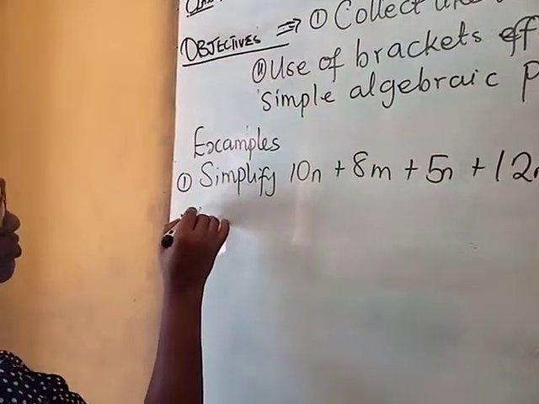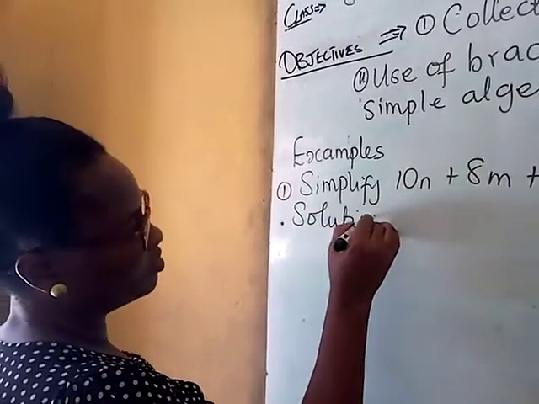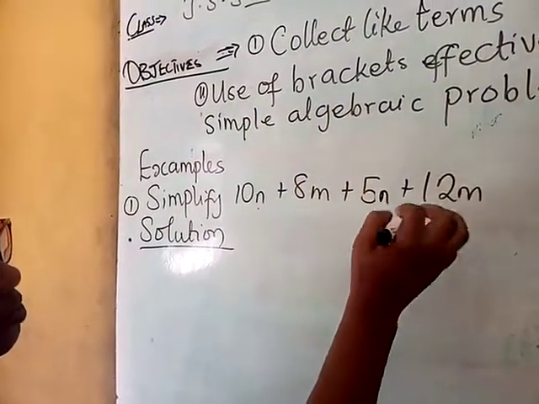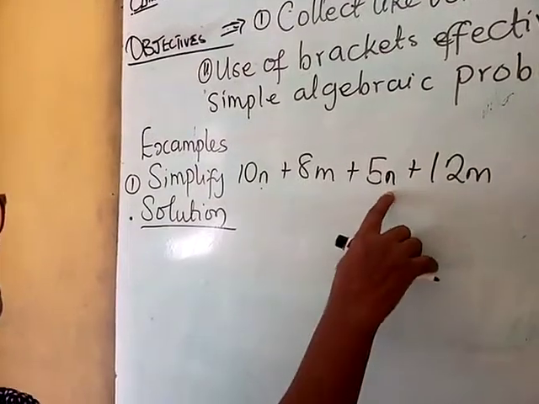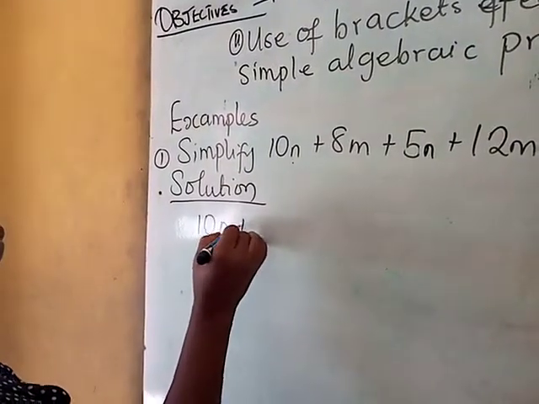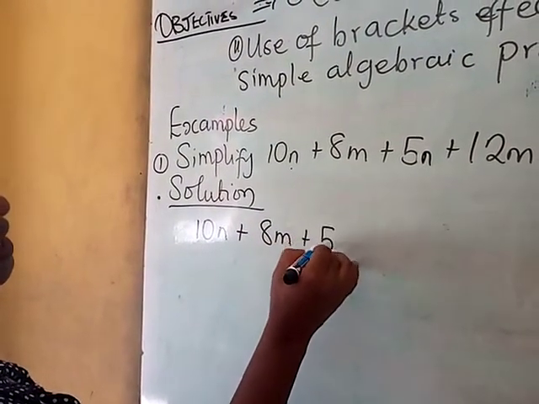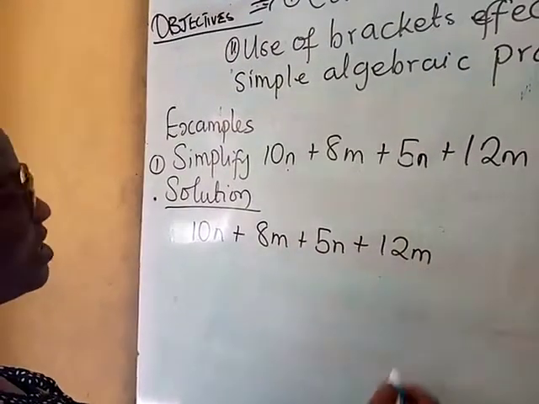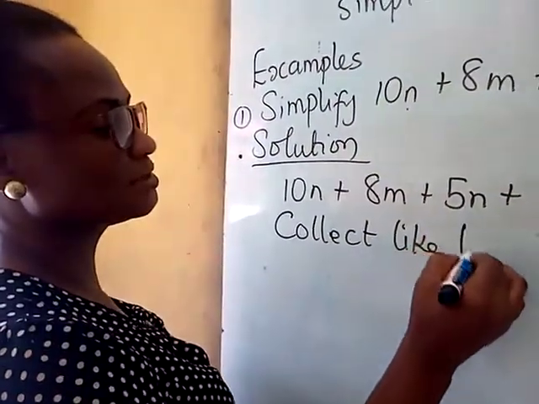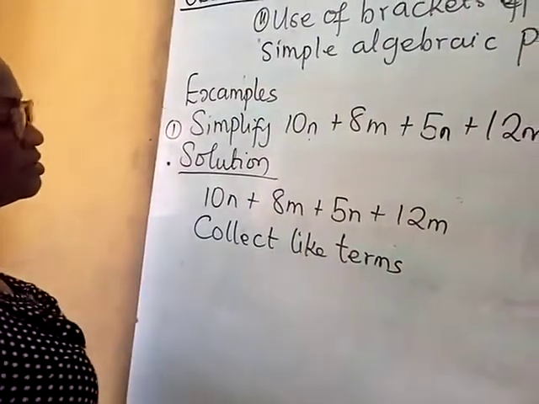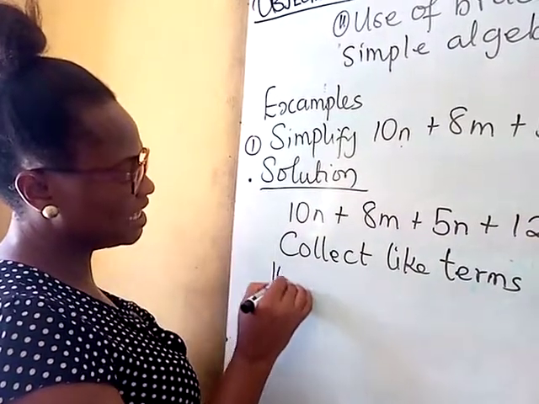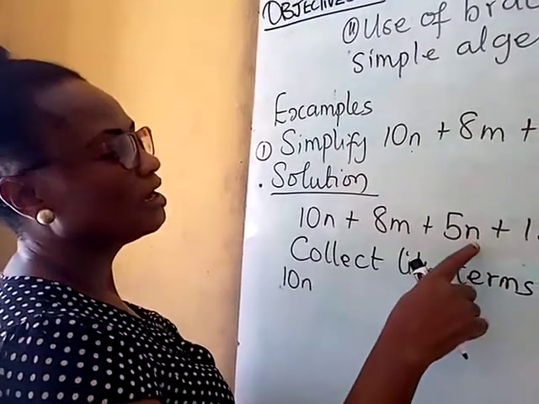To start with, we'll solve this problem: 10n plus 8m plus 5n plus 12n. Now, n and m are not like terms. So the first step is to collect like terms. For us to collect like terms, that will be our first step. In collecting like terms, our first term is 10n. So we'll take the first one, which is 10n. Then we'll go again.